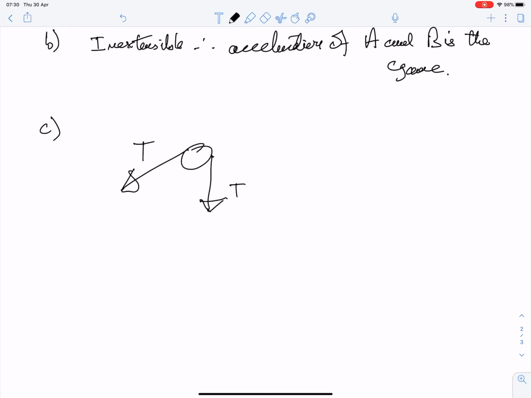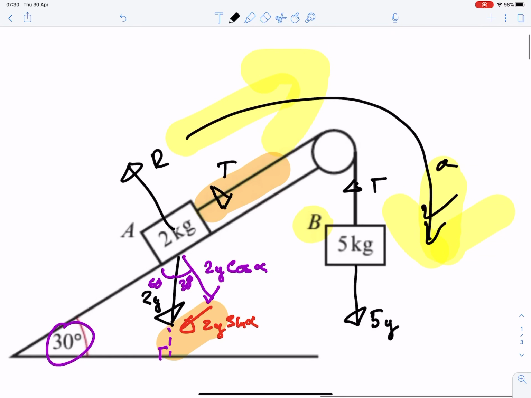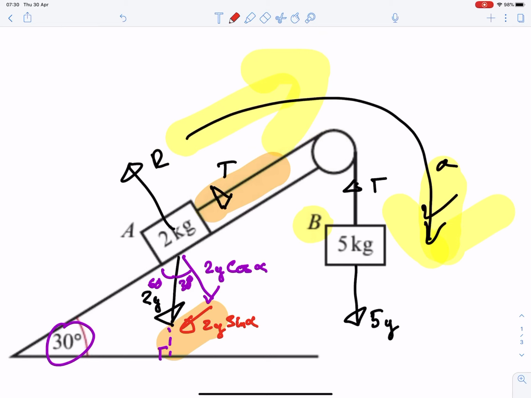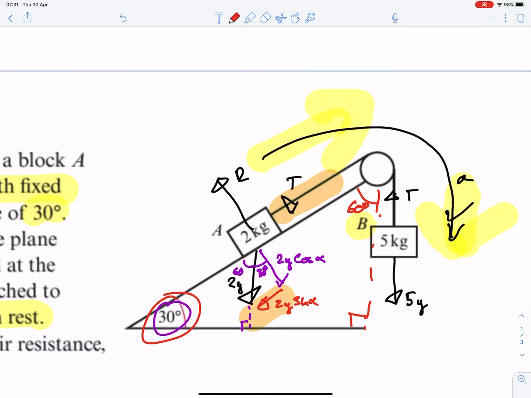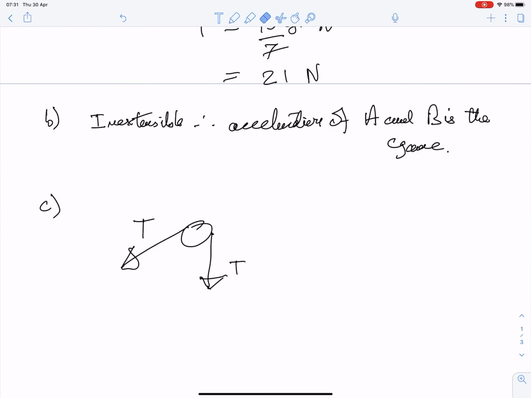So part B, inextensible, therefore acceleration of A and B is the same. And then part C, calculate the magnitude of the force exerted on the pulley by the string.